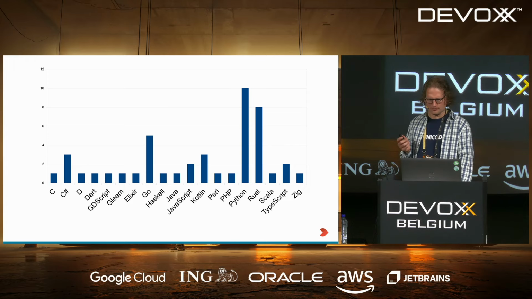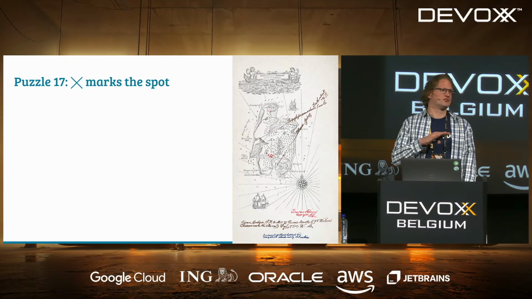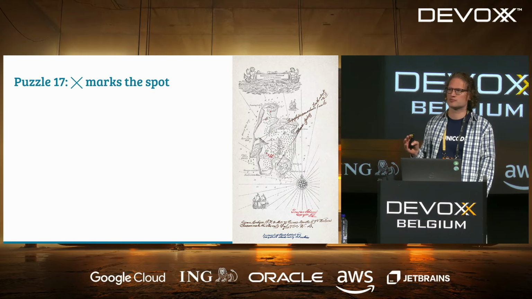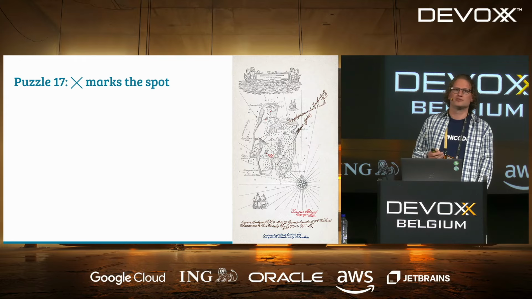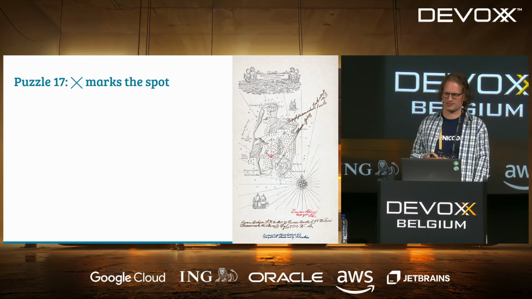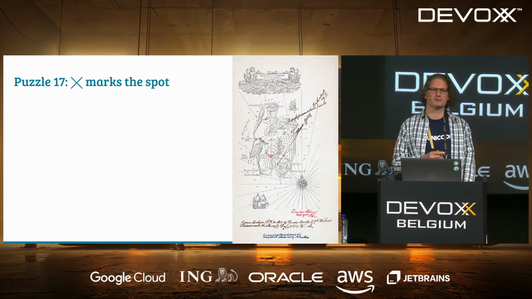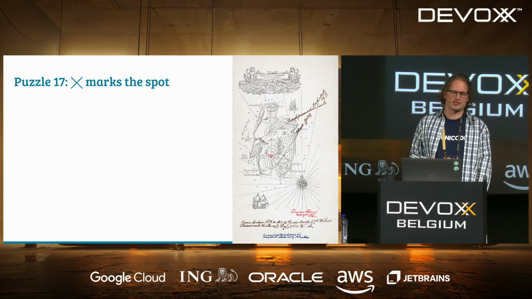Right, so I will take you through 3 more of the puzzles, the really more advanced ones. And yeah, to give you a more in-depth look at these puzzles. For puzzle 17, the story is based on Treasure Island. Here you can see the map from the original book, Treasure Island. X marks the spot.